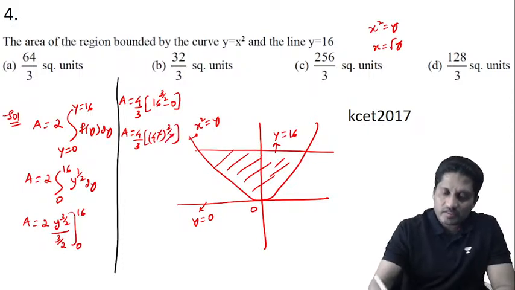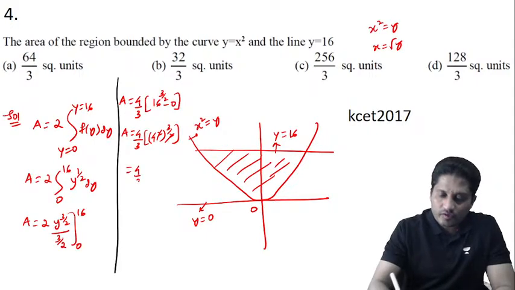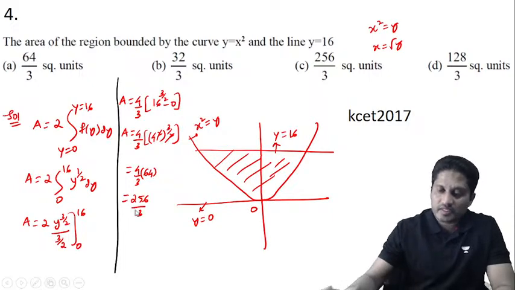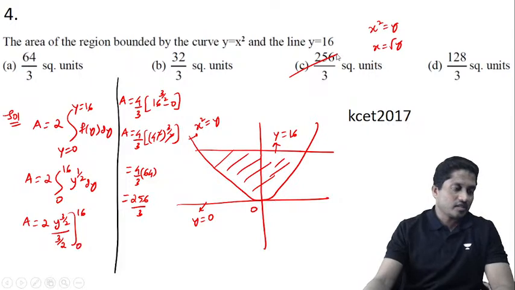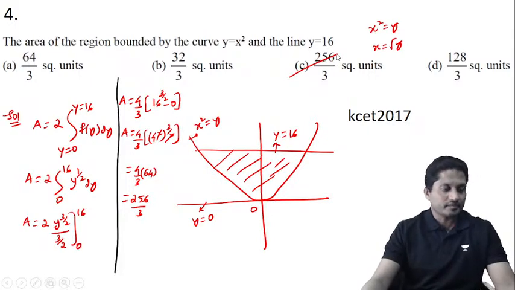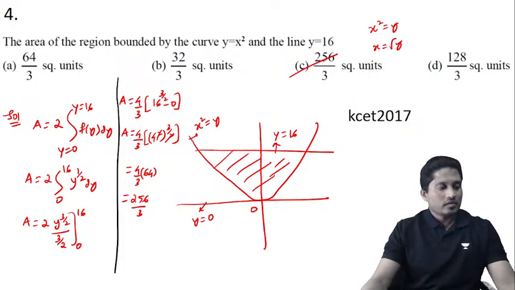2 and 2 cancels. 4 by 3. 4 cube is 64, right? 64 into 4 is 256. 256 by 3 square units. Answer is option C. This was asked in the 2017 paper. Alright, let's move to the next question.